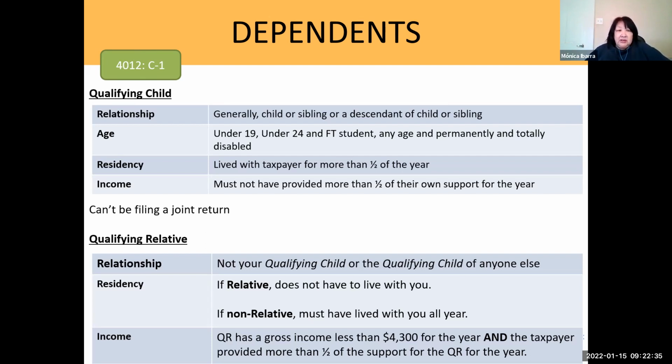There's an age: under 19, or under 24 and a full-time student, or any age and permanently and totally disabled. There's a residency requirement. They have to have lived with the taxpayer for more than half of the year, and then the income. They must not have provided for more than half of their own support. On the qualifying relative, you'll see right away that there is a limitation as to how much you can make to be a qualifying relative.